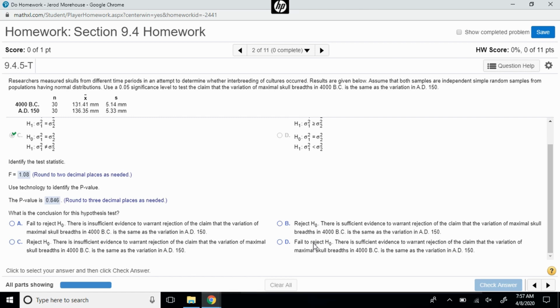So let's read through them together. A, fail to reject the null. There is insufficient evidence to warrant rejection of the claim that the variation of maximal skull breadths in 4000 BC is the same as the variation in AD 150. That sounds pretty good. That's going to be what we select there. When we fail to reject, that means there is insufficient evidence to reject the null hypothesis, and that's what they're saying here with these words. Let's go ahead and check that.